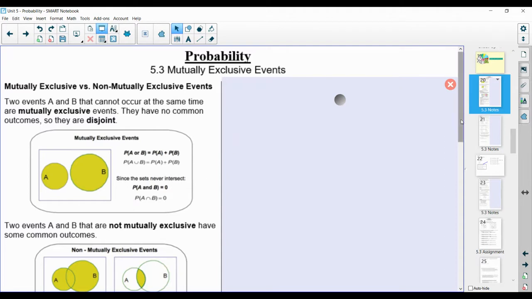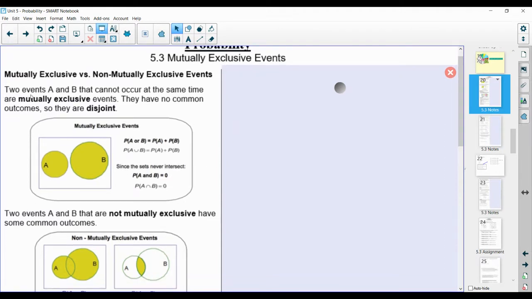So here I'm modeling it with a Venn diagram. If two events cannot occur at the same time, they're mutually exclusive. That means they have absolutely nothing in common. There's no overlap, so they're disjoint. Now, if I wanted to represent this as a formula, I have the probability of A or B is the probability of A plus the probability of B. That can also be written as P of A or B equals P of A plus P of B. And since they never intersect, the probability of A and B would be 0.